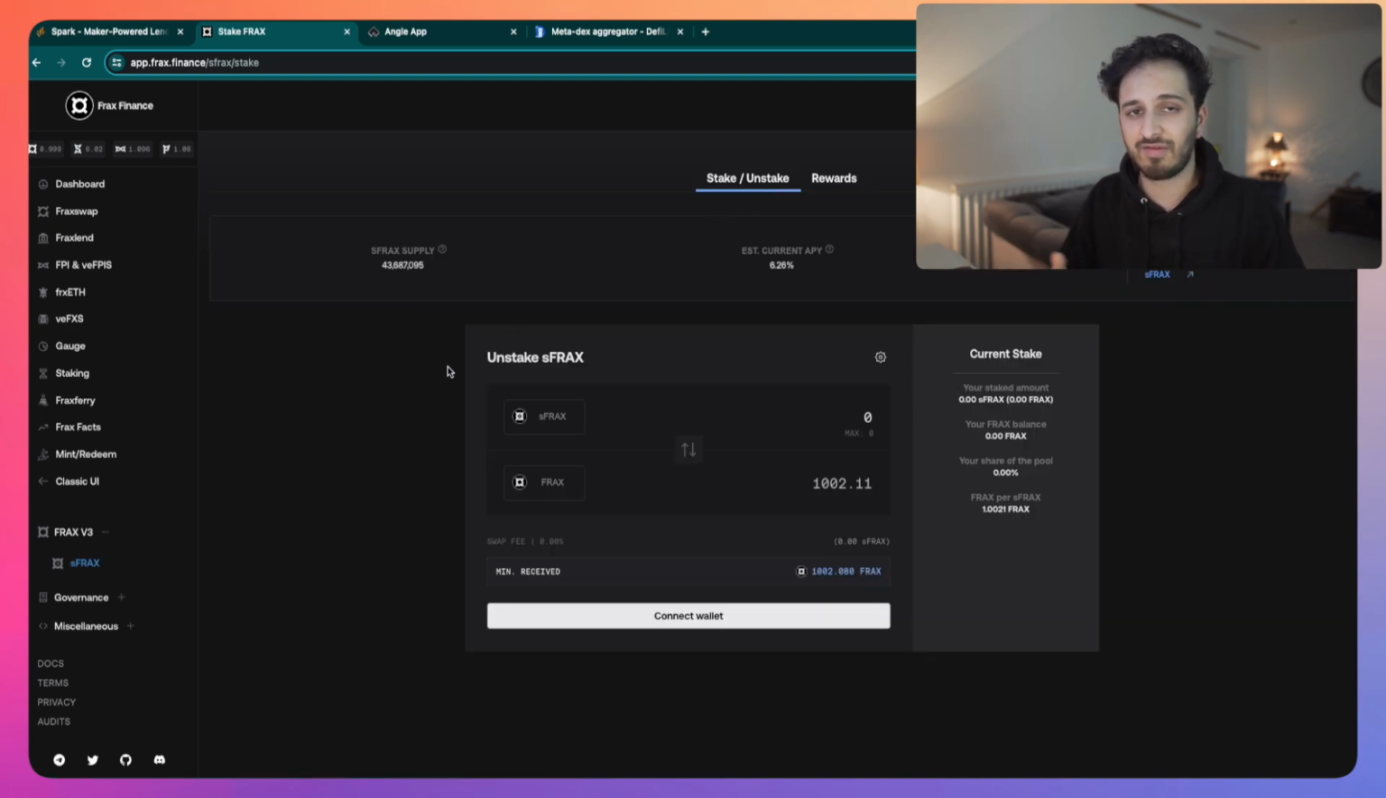So yeah, that's pretty much all I wanted to cover. The real world asset strategy is coming with US treasuries on chain.